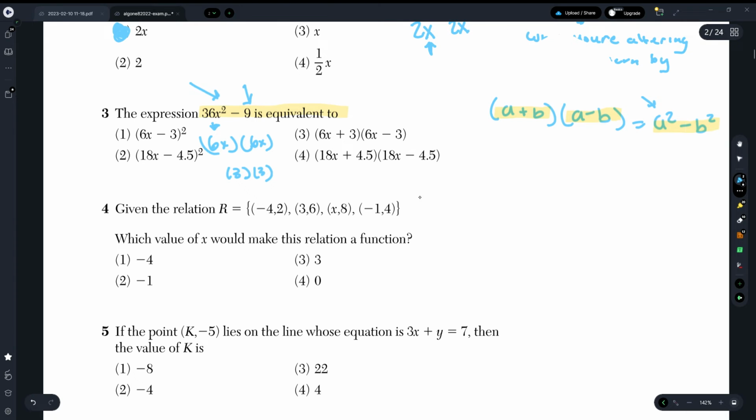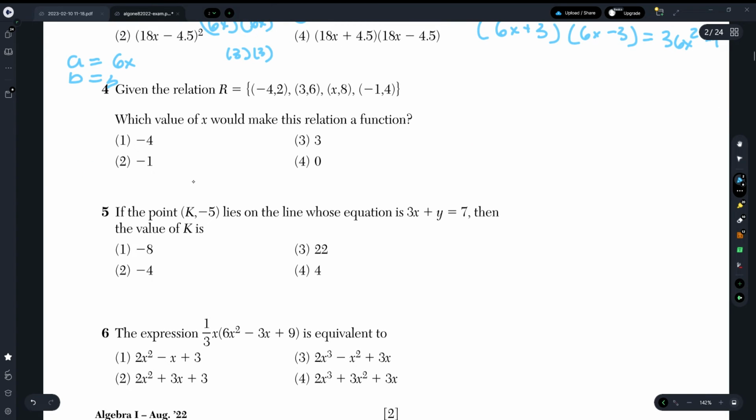So always when you have this, the expression is equivalent to... always remember your identities and your formulas. I noticed that 36x squared is the same thing as saying (6x) squared, and 9 is the same thing as saying 3 squared. So in this case, our a is going to be 6x, and our b is going to be 3. So we plug this into our formula, or our proof right here. So we're going to have 6x plus 3 times 6x minus 3 is equal to 36x squared minus 9, right? And that's answer choice number 3.